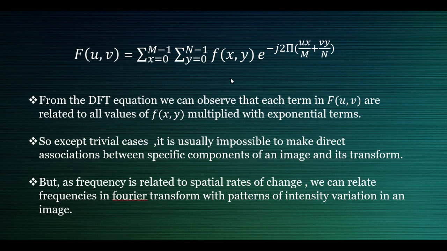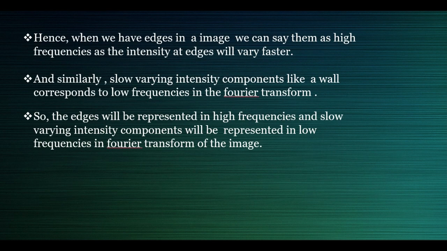So except for trivial cases, it is usually impossible to find a direct relation between the values of the spatial domain and the frequency domain. Frequency is the rate of change of intensities in the spatial domain. We can relate frequencies in the Fourier transform with patterns of intensity variation in an image. Hence, where the intensity is varying very fast, we can say that we have a high frequency component there.